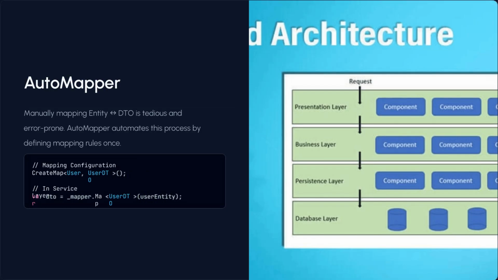To avoid the tedious task of manual mapping between entities and DTOs, we use AutoMapper. You simply define the mapping rules once and automate the transformation within your service layers.